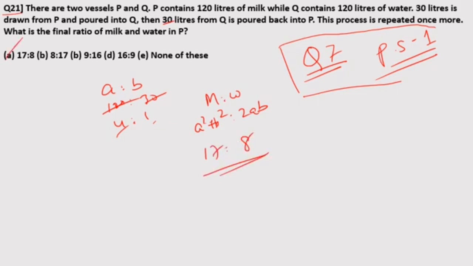So here the ratio of A is to B is 120 is to 30, that is 4 is to 1. So as two operations, so milk is to water is A square plus B square is to 2AB. So this is basically A square is 16 plus 1 17 is to 2AB is 8. So this is the answer. Option A. This is a difficult question, okay, lengthy question, but we solved it in I believe 30 seconds. So watch the shortcut. Let's move to question number 22.